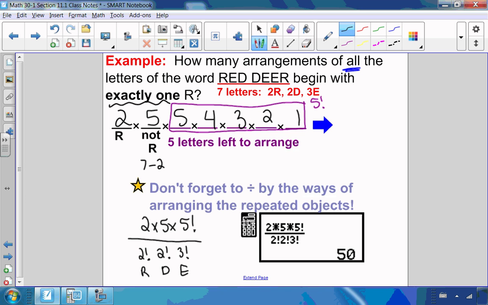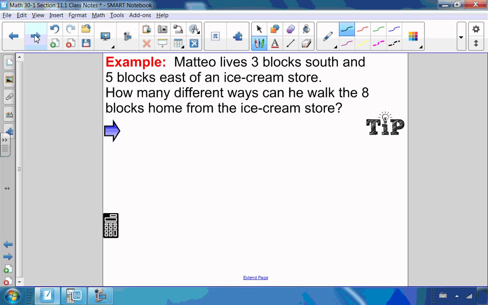Another nice little application of permutations with arrangements where repeated elements are involved is pathway questions. So let's look at this one. Mateo lives 3 blocks south and 5 blocks east of an ice cream store. How many different ways can he walk the 8 blocks home from the ice cream store?